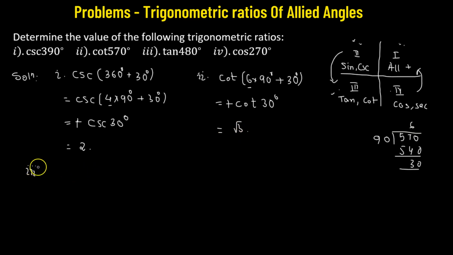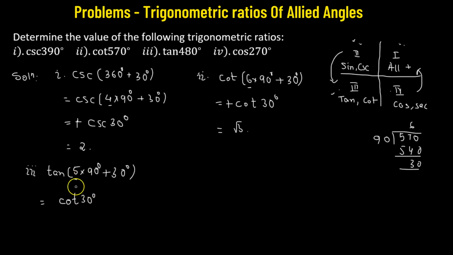So in the third problem, we have tangent of 480 degrees. 480 degrees will be 5 times 90 degrees. So that's 450 degrees and we are still short of 30 degrees. So that gives us 5 times 90 plus 30. So this is how we can break down 480 degrees. Now we have an odd multiple of 90 degrees. So whenever we have an odd multiple of 90 degrees, then tangent will change to cotangent. So we have cotangent of 30 degrees.